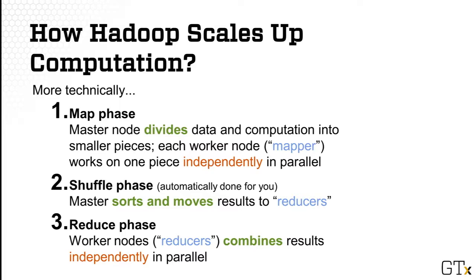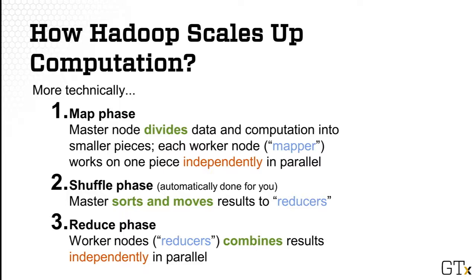Also, we now give each worker a name. We call them mappers. Each mapper, as before, works on any pieces of data and computation that the master has assigned to it. The mappers work independently and in parallel. And for each piece of data and computation, a mapper will produce a corresponding intermediate result, meaning we will get many pieces of intermediate results from the map phase.